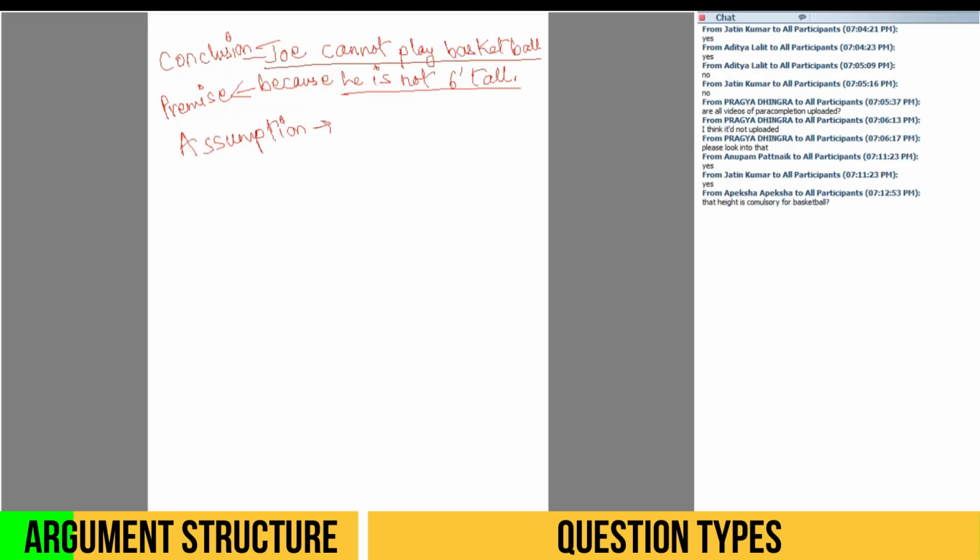I'm assuming, meaning this is a reason that I'm taking for granted. It is my assumption that 6 feet height is mandatory. Yes or no? 6 feet height is mandatory to play basketball. What am I assuming? I'm assuming that 6 feet height is mandatory to play basketball. Only when I accept this reason can I form the conclusion that Joe cannot play basketball. Otherwise, merely saying he is not 6 feet tall does not lead me to the conclusion that he cannot play basketball.